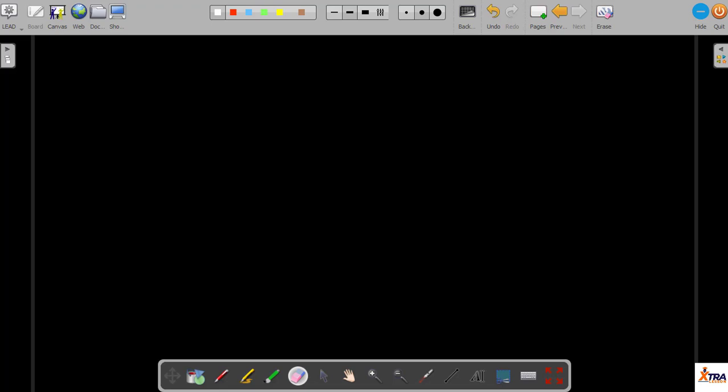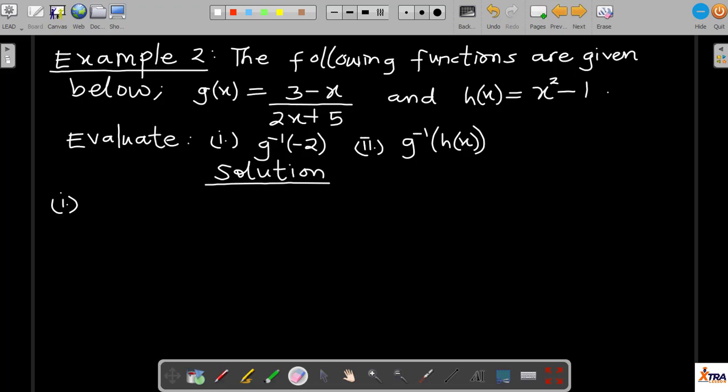Now we have an example here. The example says the following functions are given below. We have g of x equals 3 minus x over 2x plus 5 and h of x equals x squared minus 1. We are asked to evaluate, from our figure 1, g inverse of minus 2, and from our figure 2, we have to evaluate g inverse of h of x.